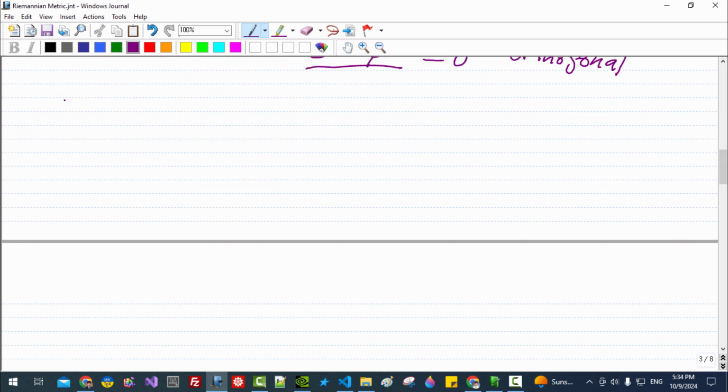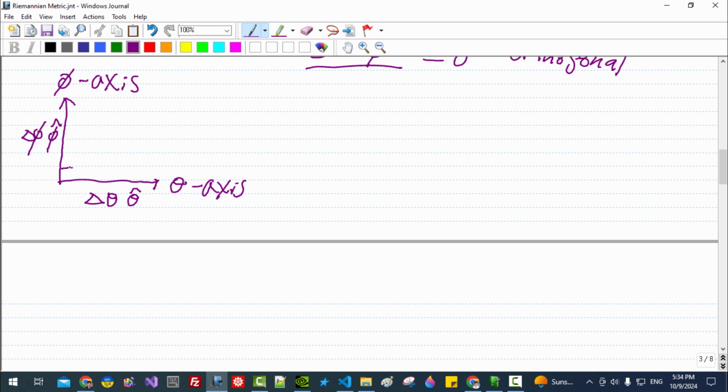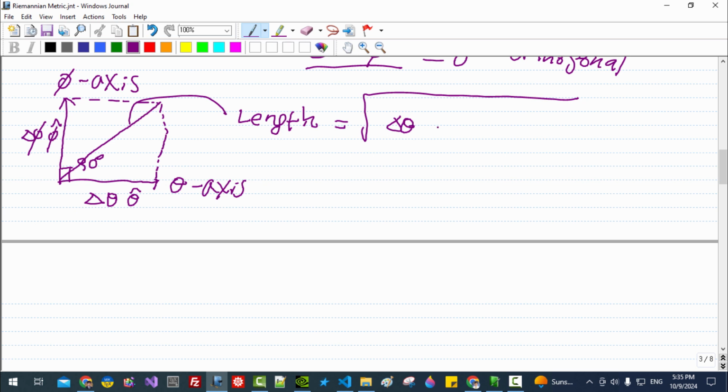Now scroll down. If we have two orthogonal vectors, for example, delta theta times theta hat and delta phi times phi hat, this is the theta axis, this is the phi axis. This angle is 90 degrees. So this diagonal length can be computed: root of delta theta square plus delta phi square. Because these are unit vectors, the diagonal length can be computed like this.